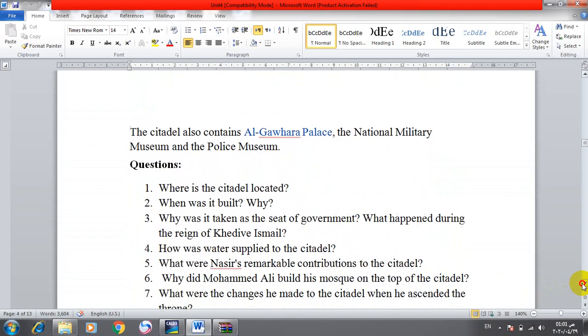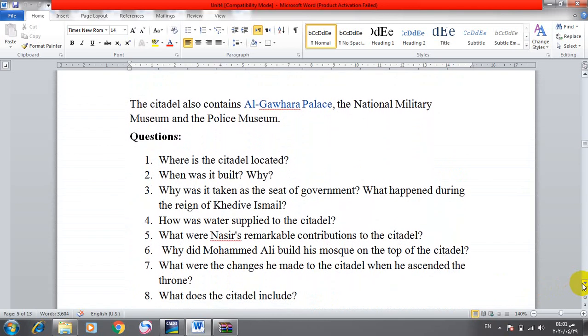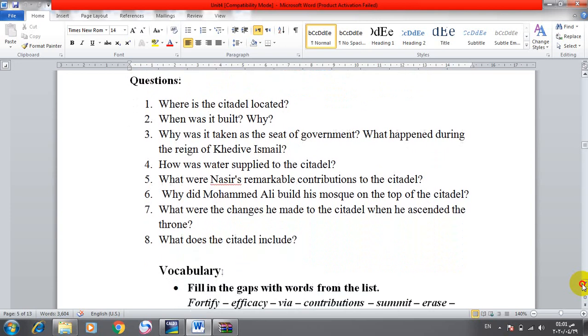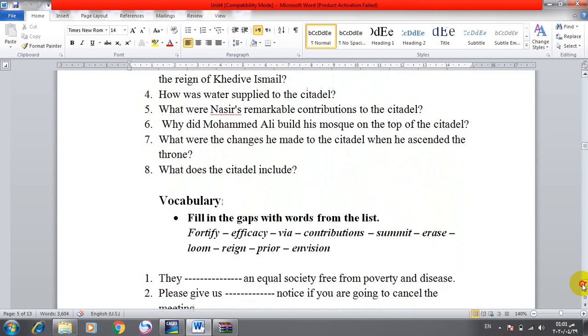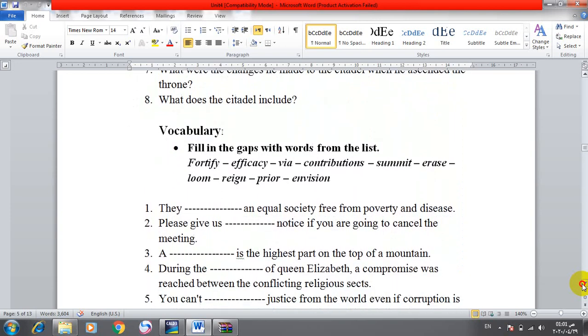The citadel also contains Al-Gawhara Palace, قصر الجوهرة, the National Military Museum, المتحف العسكري القومي, and the Police Museum, ومتحف الشرطة. دي أسئلة مباشرة على التكست, يعني هي مش مهمة قوي. أهم حاجة عندي الفوكاب, الكلمات.